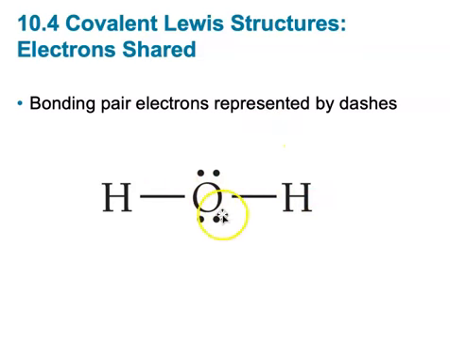Grand total, around this oxygen we have 1, 2, 3, 4, 5, 6, 7, 8 electrons orbiting around our oxygen, and we have 2 electrons around this hydrogen, and 2 electrons around this hydrogen.